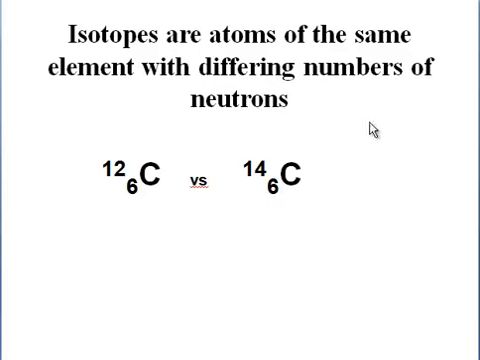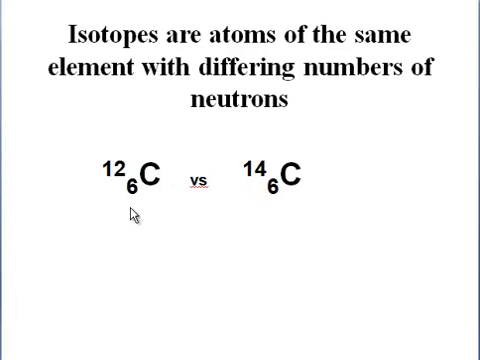Isotopes are atoms of the same element with differing numbers of neutrons. For example, I show here 2 different carbon atoms. Both of them have atomic numbers of 6. However, one has a mass number of 12, indicating it has 6 neutrons. The other has a mass number of 14, indicating it has 8 neutrons.